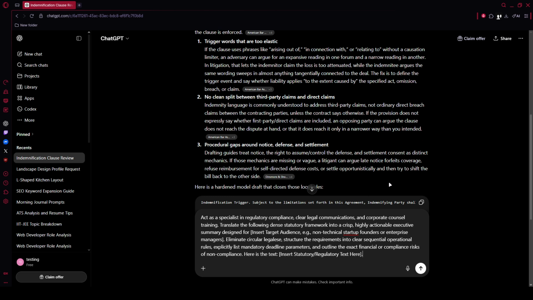Explicitly list mandatory deadline parameters, and outline the exact financial or compliance risks of non-compliance. Here is the text: [insert statutory/regulatory text here]. Specify your audience and ask for deadlines and risk summaries to make compliance steps unmistakable.